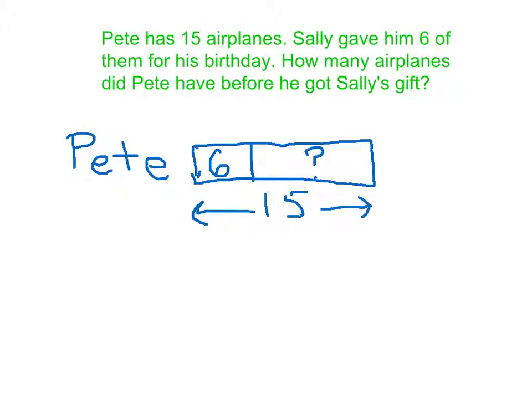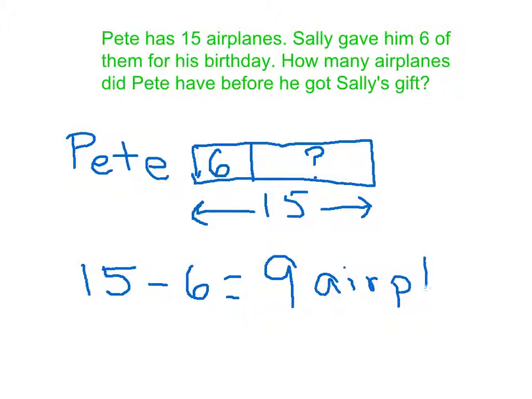There's several different ways we could write this math sentence. We'll write it as a subtraction problem. 15 is what I have in all. I know one part is 6. I'm trying to find out what the other part is, and I know 15 minus 6 is 9. So Pete had 9 airplanes before he got Sally's gift.